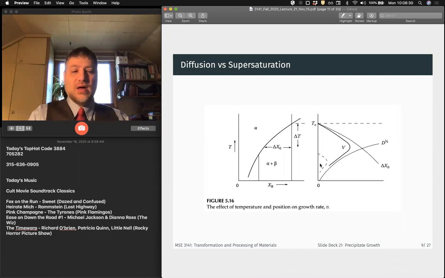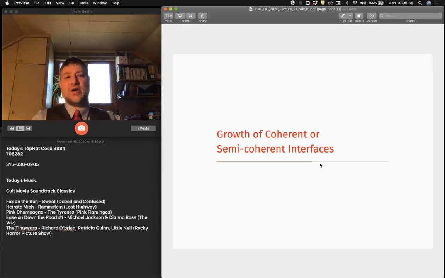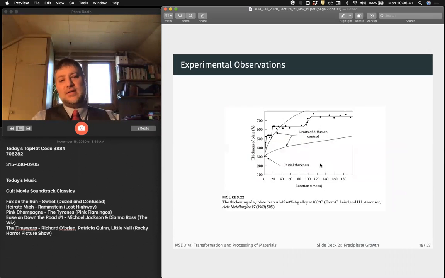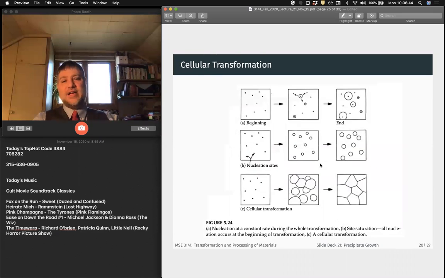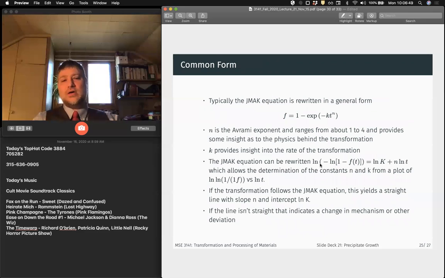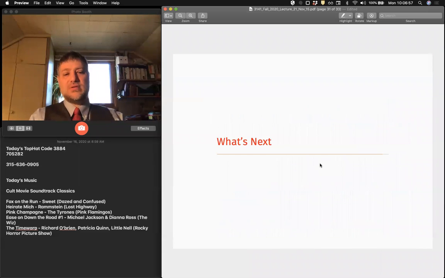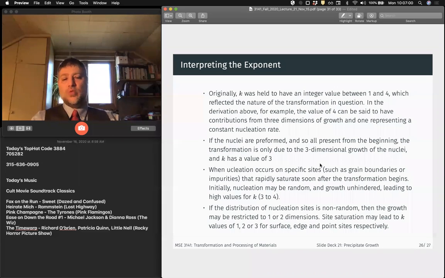Right? Okay, so we will stop there. On Wednesday, I'm going to talk about the growth of coherent and semi-coherent interfaces, and then the JMAK theory, right? And that will essentially finish us up for diffusional phase transformations, right? We'll look at a couple more case studies, but that's it.